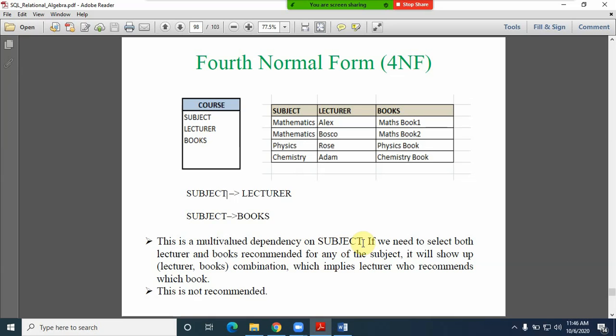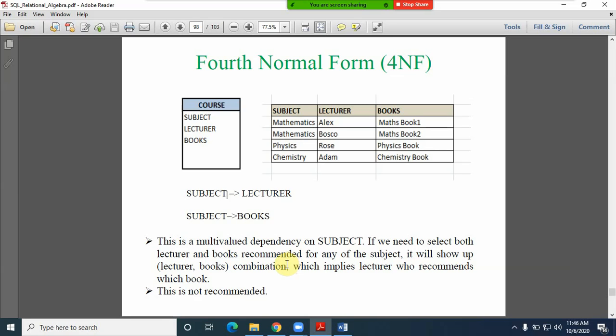If we need to select both lecturer and books recommended for any subject, it will show lecturer multiple times and books multiple times in combination, which implies which lecturer recommends which book, and that is not recommended at all as per the fourth normal form, friends. We are not talking about the general aspect. That is what you should be very cautious and very clear about. Up to BCNF we are very clear. Now we have started with the fourth normal form.